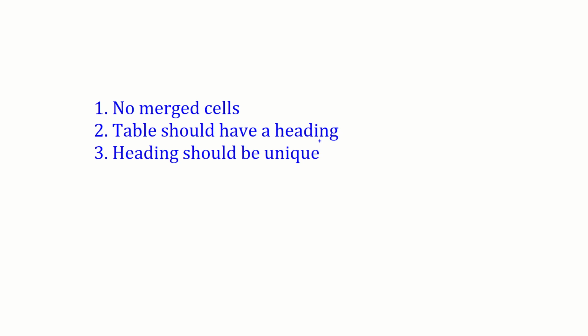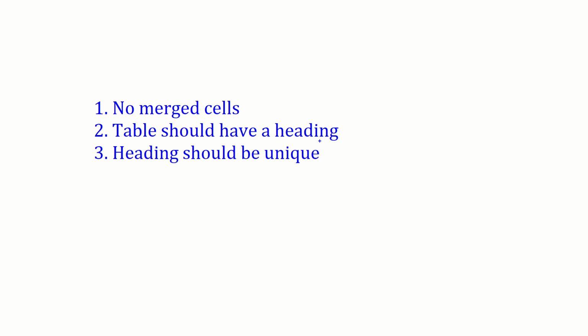Can you tell me what is the meaning of this? Why am I saying the heading should be unique? The same heading should not be repeated, because the system will not understand. Suppose I am finding the total of a particular column. Which column do you want to total? If you have the same heading, it will get confused and throw an error. So the same heading should not be repeated. These are the three important conditions before creating a table.